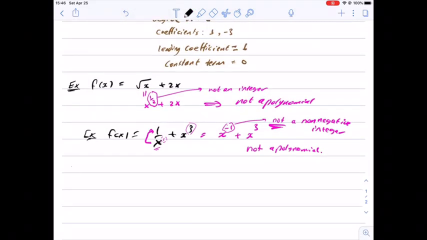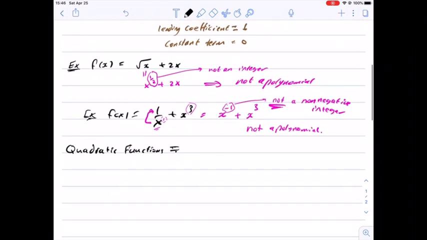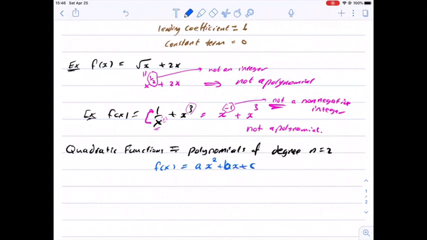Now, quadratic functions are functions that belong to this class of functions, to polynomials. So quadratic functions are polynomials of degree n equals 2, of degree 2. So we can rewrite this in this form, f of x equals a times x to the power 2, plus b times x, plus c, where a is not equal to 0, because if it's equal to 0, then this is no longer quadratic. Now this is called the general form of quadratic functions.